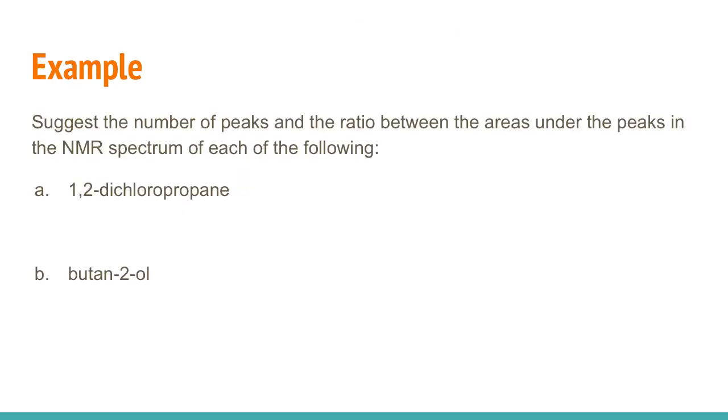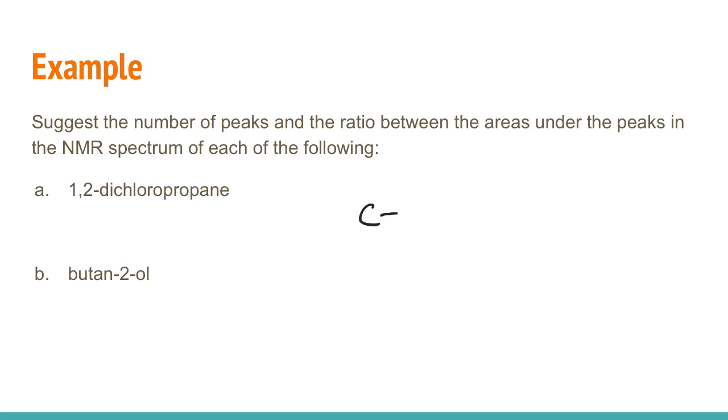We're going to take a look at a couple of examples now. The first one here is that we want to suggest the number of peaks and the ratio between the areas under the peaks in the NMR spectrum of the following 2 molecules. So what you want to do first is draw out your molecules. And I highly recommend that you do a full structural diagram because you want to see all the connections of the hydrogen atoms. So let's start with 1,2-dichloropropane.